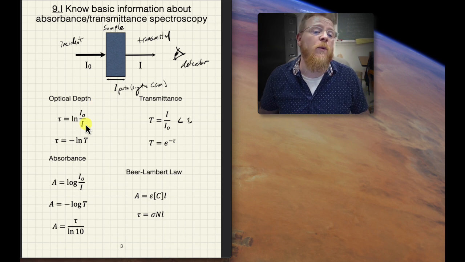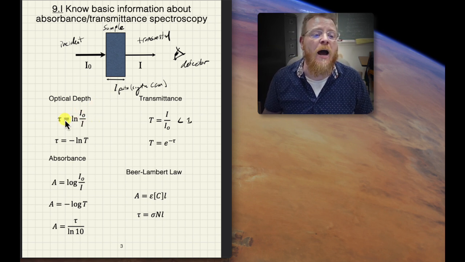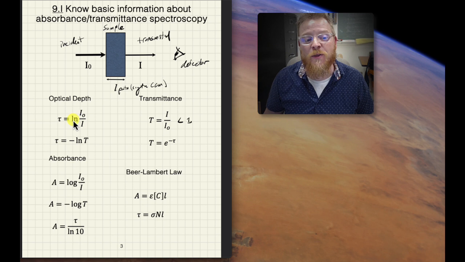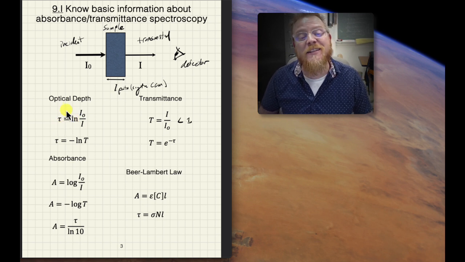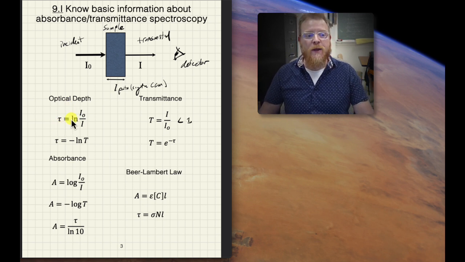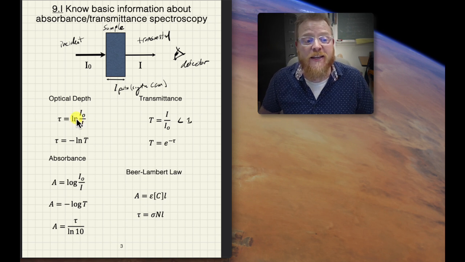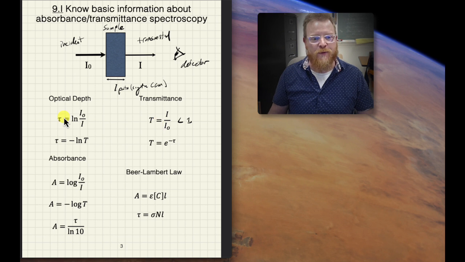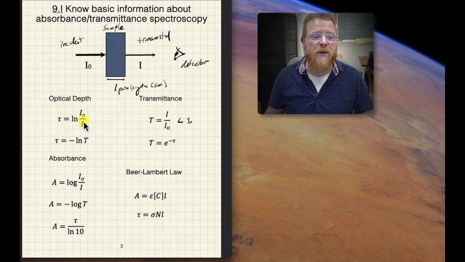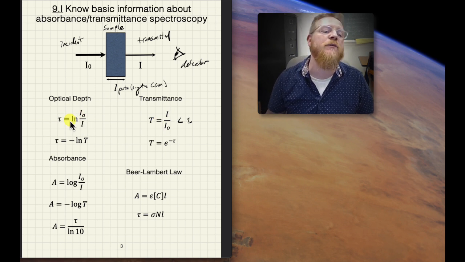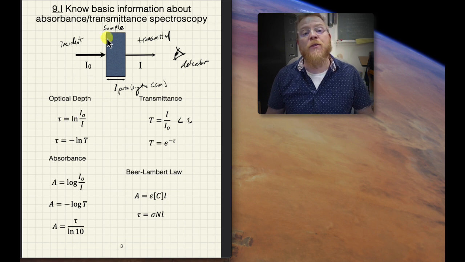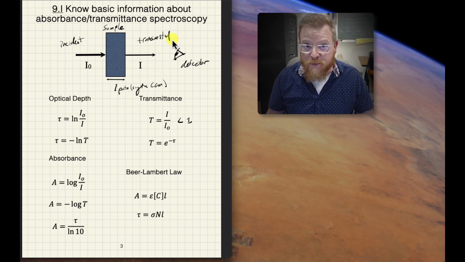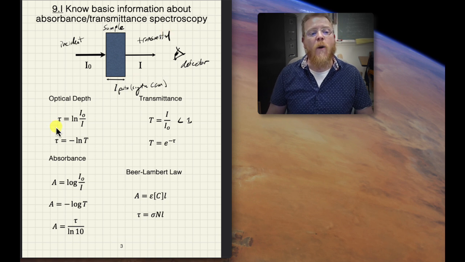So there's another way that we could quantify this, and this is through the optical depth, or sometimes it's called the optical thickness. It is a dimensionless quantity, but the idea here is this is based on a natural log, and notice that it's the opposite ratio as the transmittance. So this means the bigger the optical depth is, the smaller is the transmitted beam. So a large optical depth corresponds to a small transmittance.